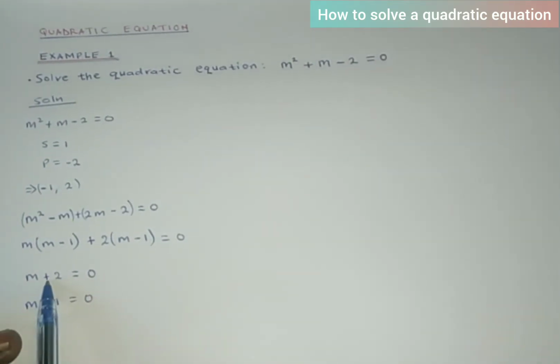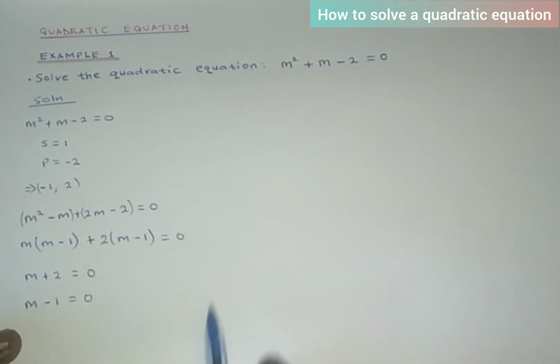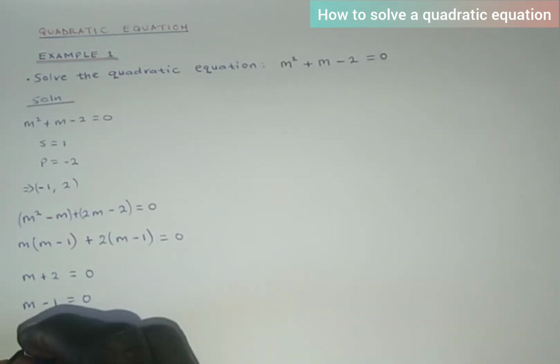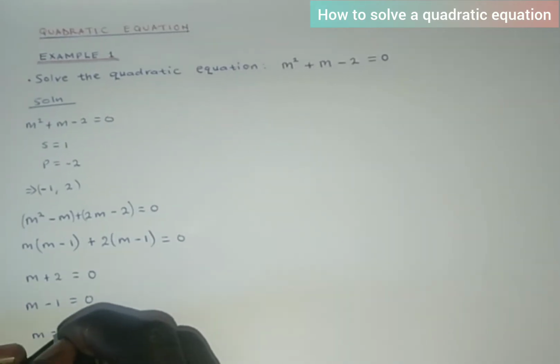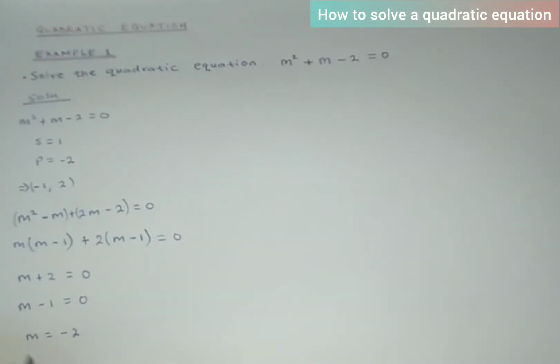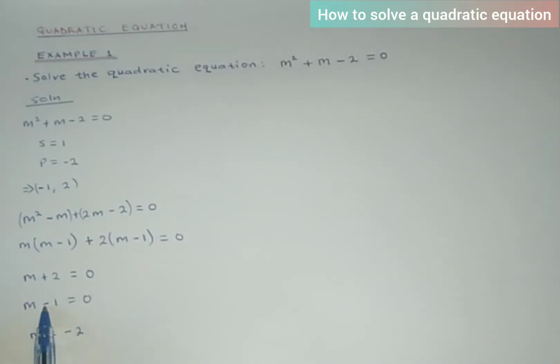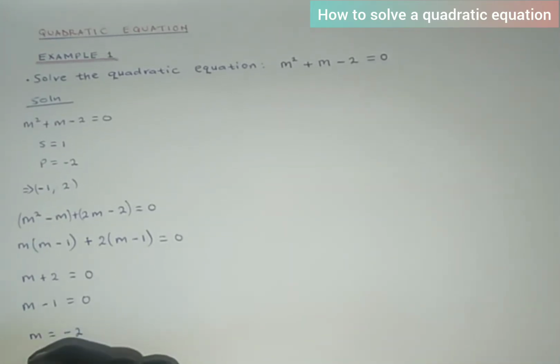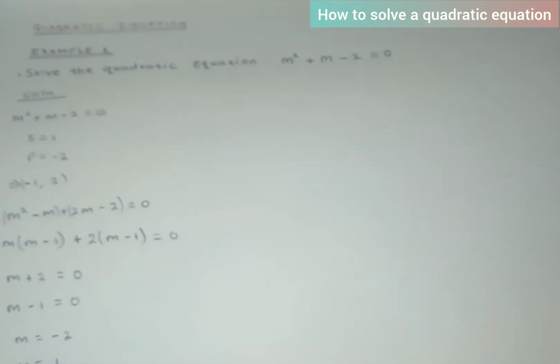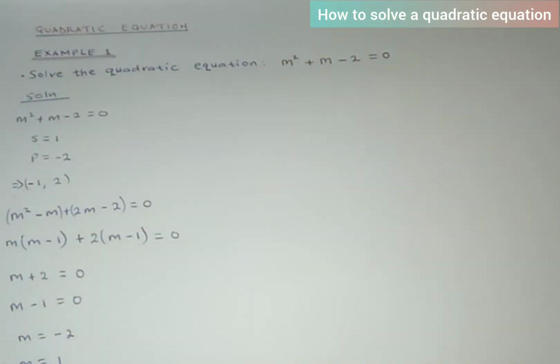If we take this 2 to the other side, it will be negative 2. So our first value of m is negative 2. And if we take negative 1 to the other side, it will be positive 1. So our other value of m is 1. That means we are getting negative 2 and 1 as our values of m.